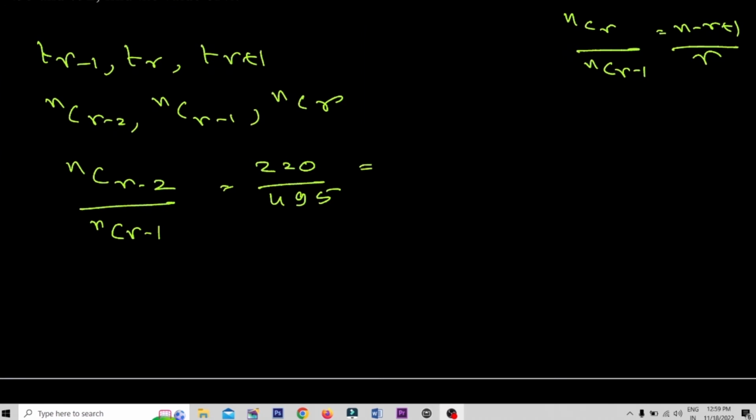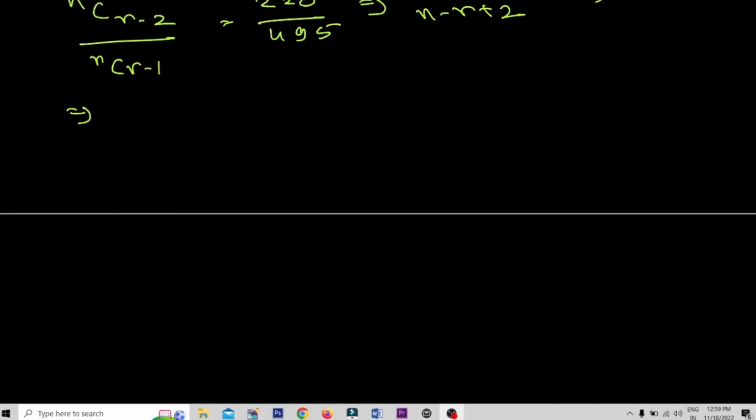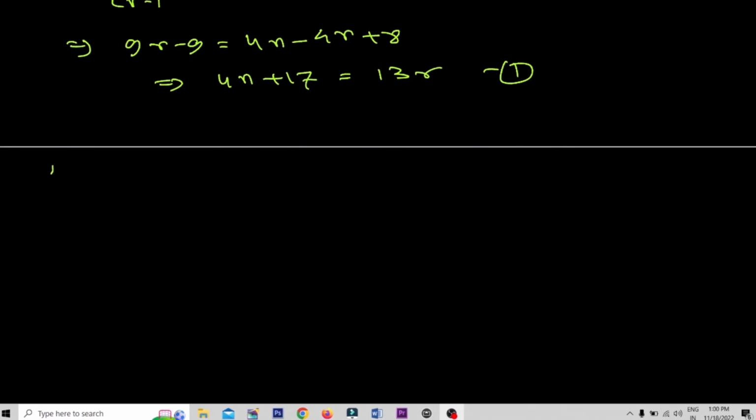Now we can write this as, instead of r, put r minus 1. We are getting (r minus 1) by (n minus r plus 2) equals 4 by 9. Let us calculate here. We are getting 9r minus 9 equals 4n minus 4r plus 8. Therefore 4n plus 17 equals 13r. This is number 1.